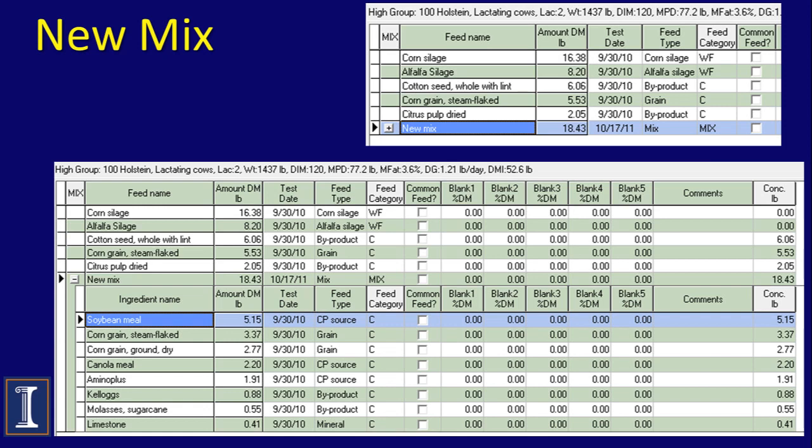And now I have something up at the top of the screen that says new mix. So I have 18.5 pounds, roughly rounded off, dry matter in this new mix. If I then strike the plus sign, it will unmix it below. And now you can see what was in that 18.5 pound mixture listed there below. And here we see a partial list just for clarity.